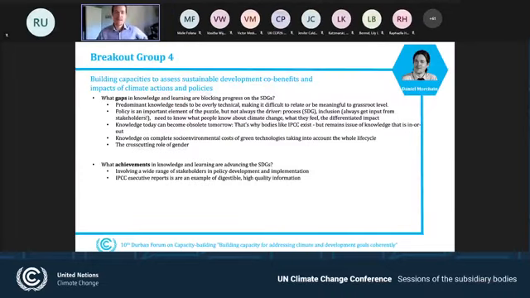Thanks, everyone. So for our breakout group discussion, which was focused on co-benefits, I'd like to pick up on one of Lena's last points, which was the idea of climate change as a development agenda, right?